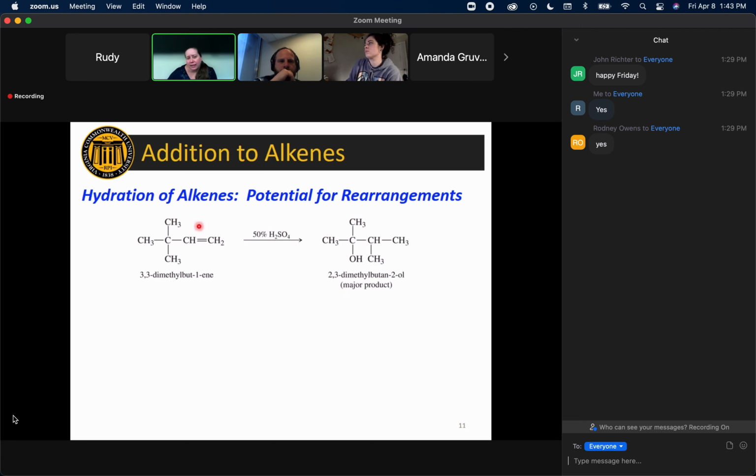Instead, when I subject this alkene to the conditions that I expect to do hydration in a Markovnikov fashion, I actually get this as a major product, where the hydrogen atom of our water molecule is over here on this carbon, and the OH group from our water molecule is all the way over here on this other carbon, which was not the carbon of the double bond.